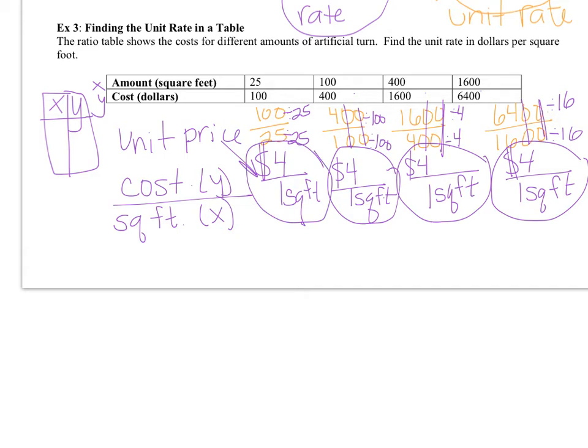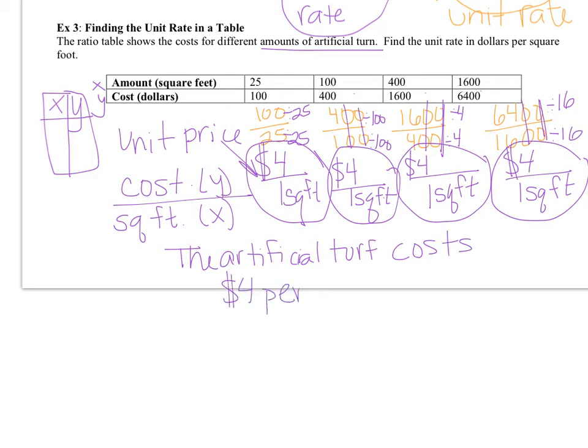So that means that the table shows the cost of different artificial turf. So the artificial turf costs $4 per square foot.